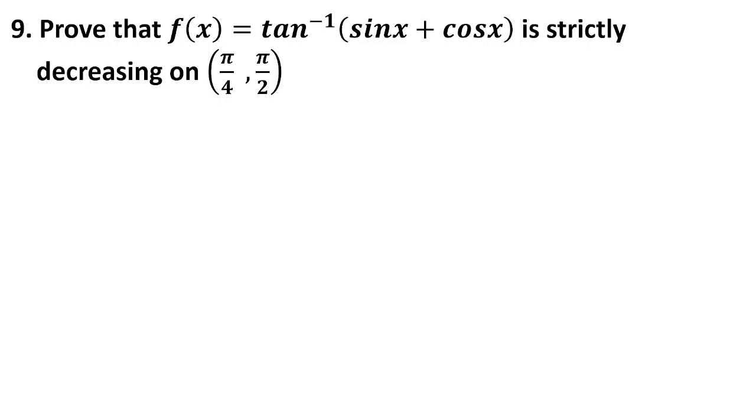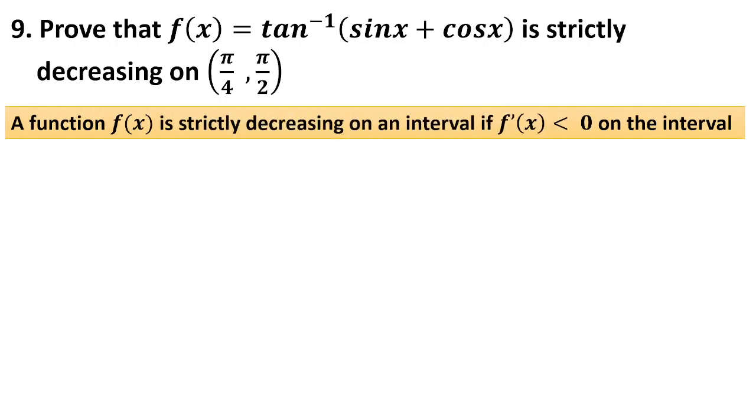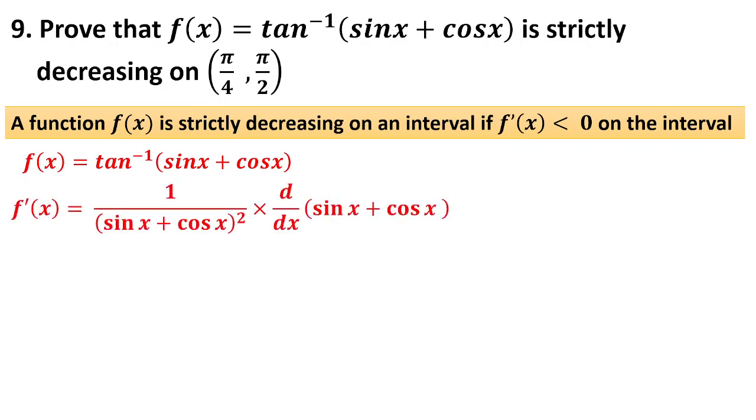Now, another problem: prove that it is strictly decreasing. You have to check whether the first derivative is less than 0 in that interval. A function is strictly decreasing if f dash of x is less than 0. I am doing the derivative of tan inverse of something: 1 by that function whole square plus 1, into the differentiation of that function.